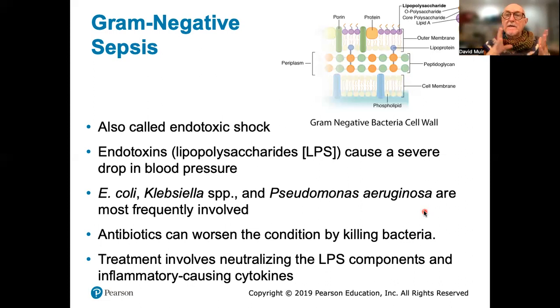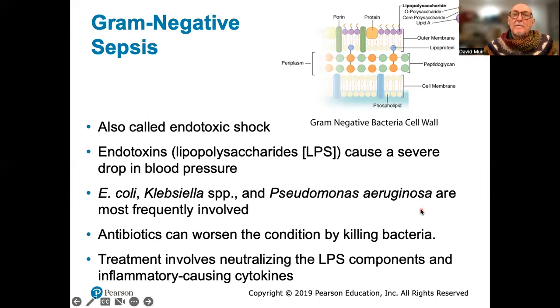Instead, these lipopolysaccharide components need to be neutralized in some way, either with antibodies or some other means. And then the patient would also be treated with immune modulating therapy to stop the immune system producing this kind of cytokine storm, which results in the shock itself. So that is endotoxic or gram-negative sepsis.